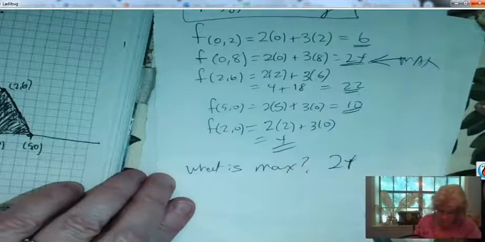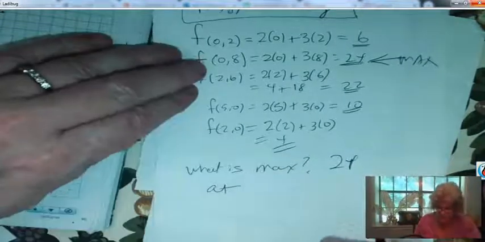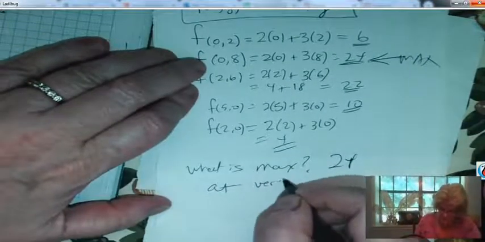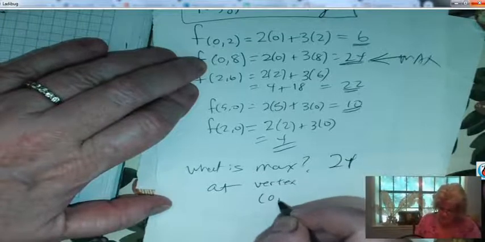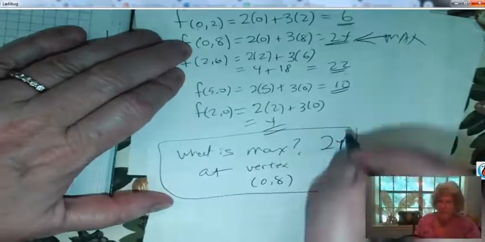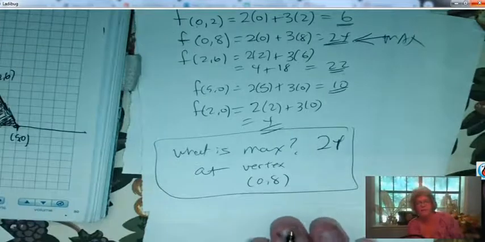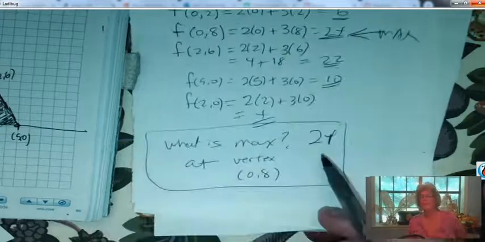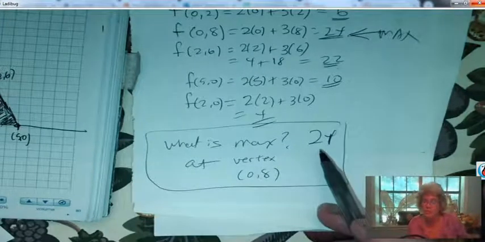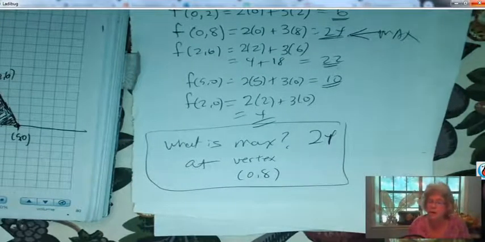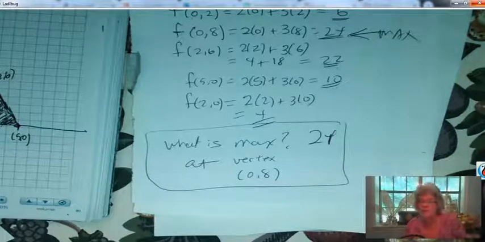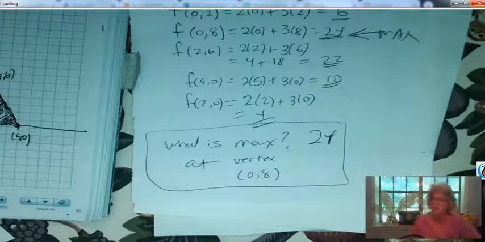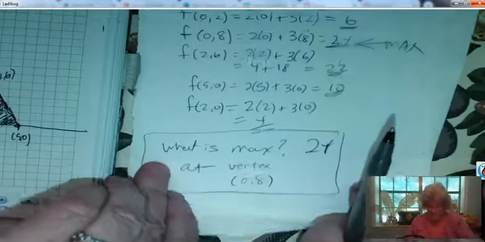And where do I find the maximum? At the vertex 0, 8. Okay. Now, what they'll do on the final is you'll be asked, here's the objective function, what's the maximum? One of the selections will be 24, and then you'll have another selection that says 25, another selection that says 26. And if you have no idea how to do an objective function, you're just going to be guessing.